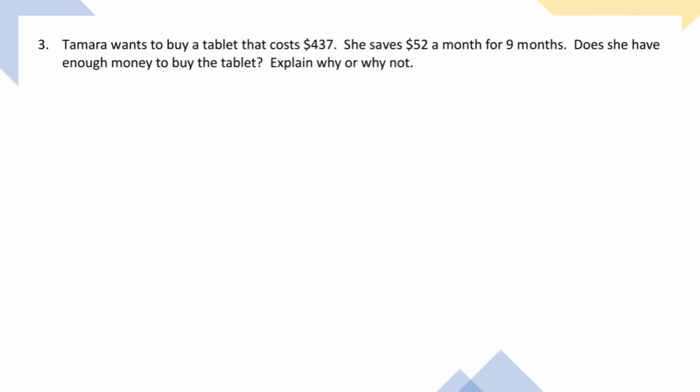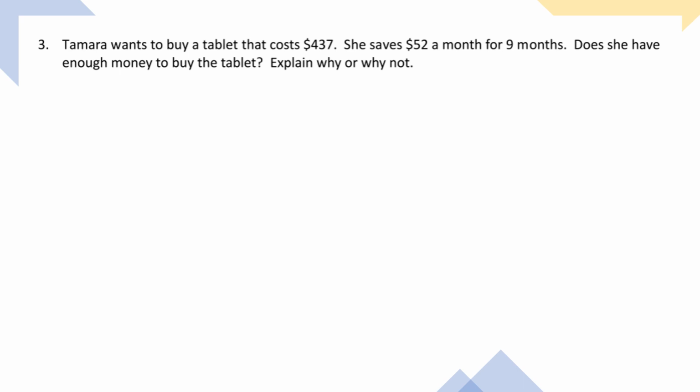Let's work on number 3. Number 3 says Tamara wants to buy a tablet that costs $437. She saves $52 a month for 9 months. Does she have enough money to buy the tablet? Explain why or why not.